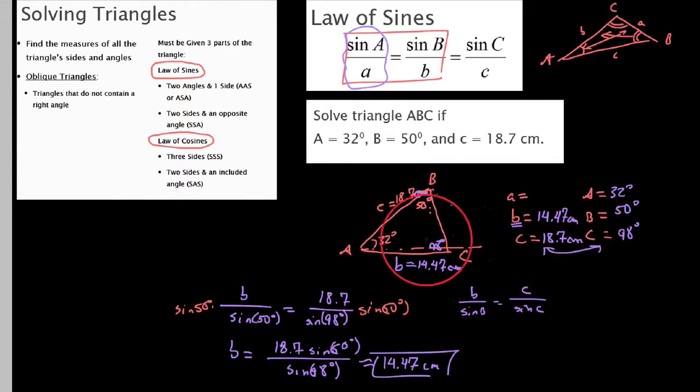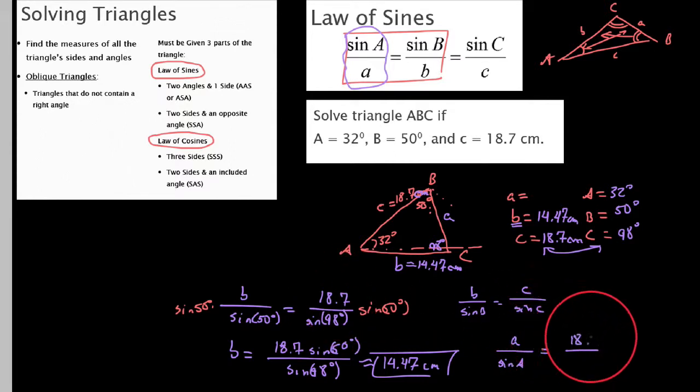Okay, so the next question is, is that reasonable? It looks like it would be an entirely reasonable answer. And we could judge that the length of side A has to be less than this because angle B was bigger than angle A. So now let's go back and solve for A, and we'll do the same idea. We have a over the sine of A, since we're solving for lowercase a, and this is equal to the same base ratio that we used the first time, which was 18.7 over the sine of 98. We should use the given values as much as possible.